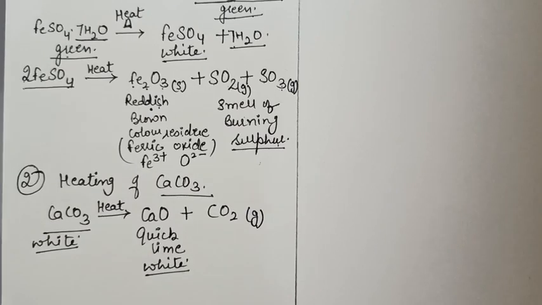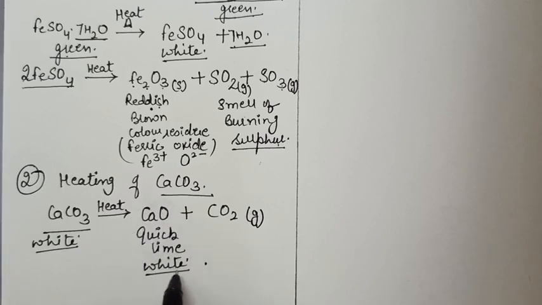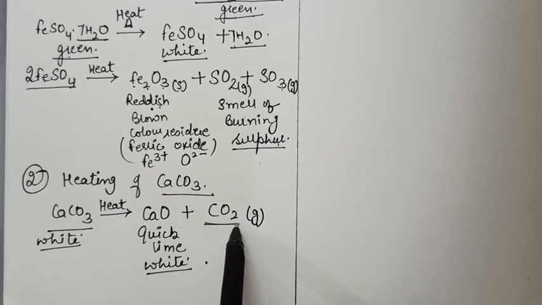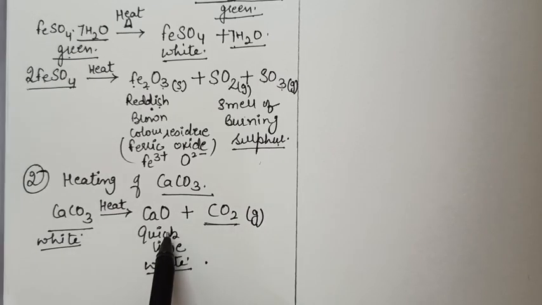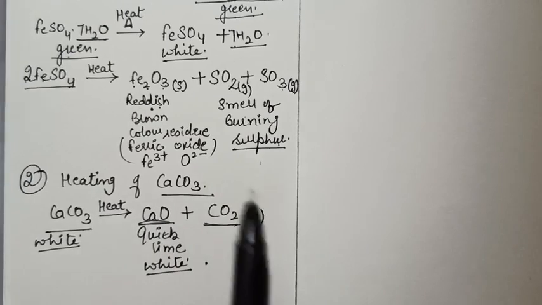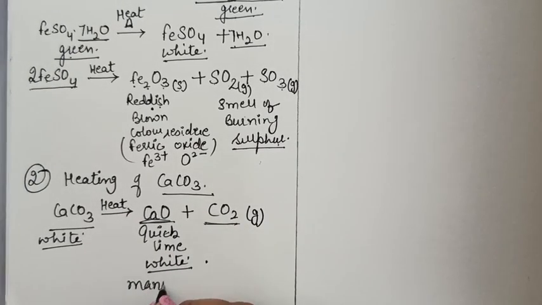CO2 gas can be identified when it passes through lime water, it turns milky. That we will discuss later on. Now these are the indications of this reaction, that here the quicklime is formed and the carbon dioxide gas is produced. This quicklime, this calcium oxide, has many uses, and mainly it is used in the manufacturing of cement.